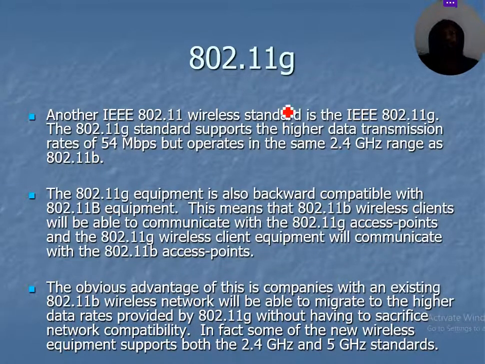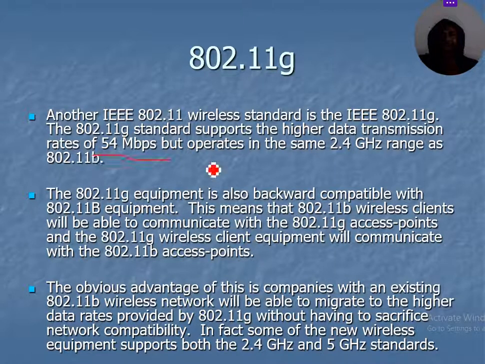Now, the 802.11g, another introduction of the IEEE 802.11 wireless standard. The 802.11g standard supports higher data transmission. So the G takes something from the A, which is the 54 megabit per second.